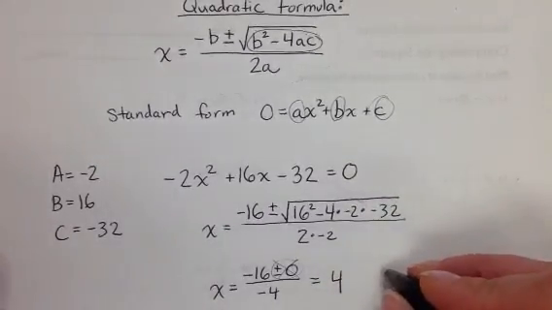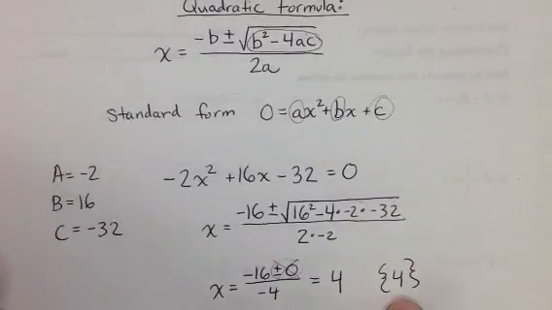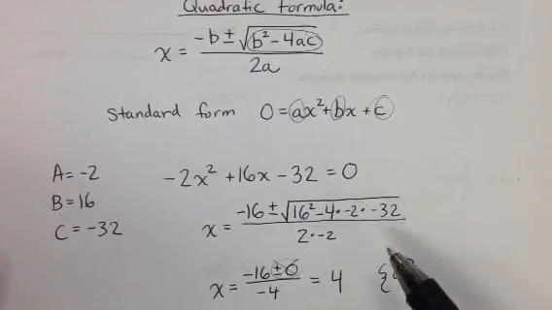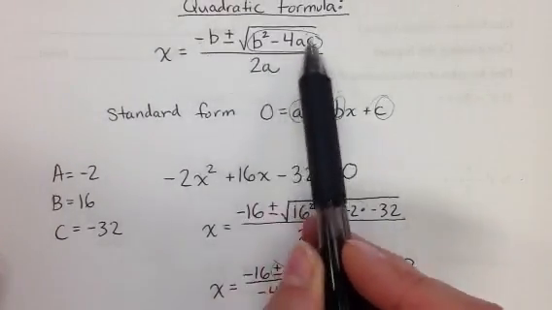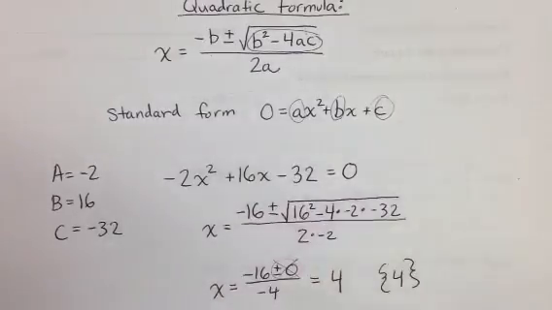And I could write it, you remember with the set builder notation, I could write it like that. That's my solution. So again, usually I get 2 solutions, but in this situation, because the discriminant, what was underneath the square root, was 0, and the square root of 0 is 0, I'm only going to get one answer.